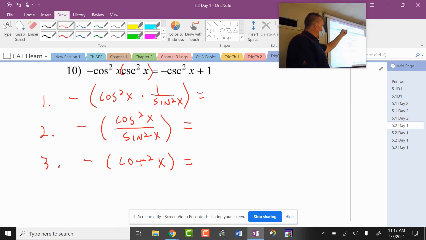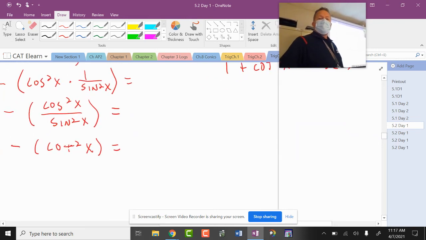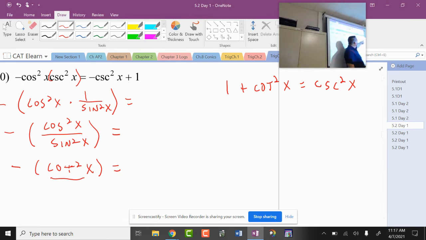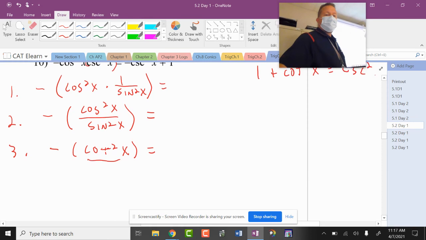Okay, then how do I get cotangent squared equal to cosecant squared, that negative plus 1? Well, first of all, remember that it's 1 plus cotangent squared equals cosecant squared. So what does cotangent squared equal to? What do I simply have to do with this identity to get cotangent squared by itself? Subtract what? 1. So that's that alternative form of the identity.